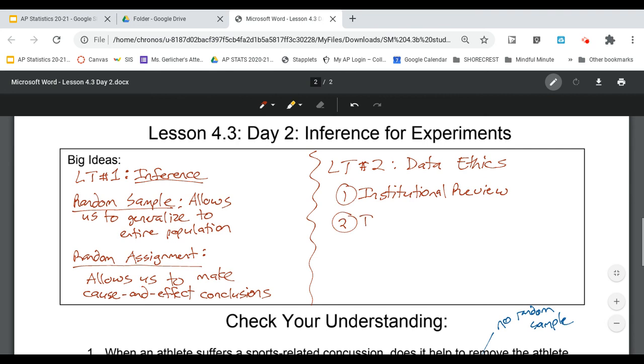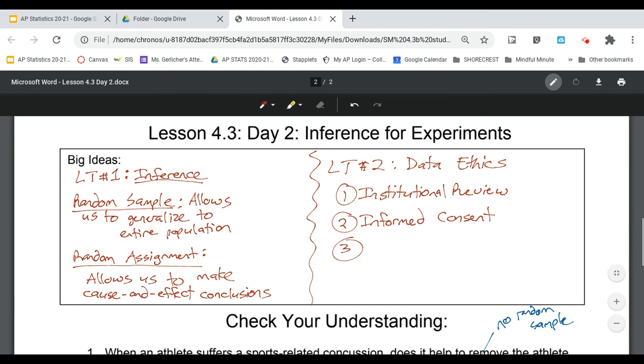2, there needs to be informed consent. Informed consent, assuming we're talking people. Clearly, if you have an experiment with plants, they don't need informed consent. But if people are involved, they need to know they're in an experiment, and they need to be okay with the fact that they're in an experiment. They've given their consent to be in an experiment.